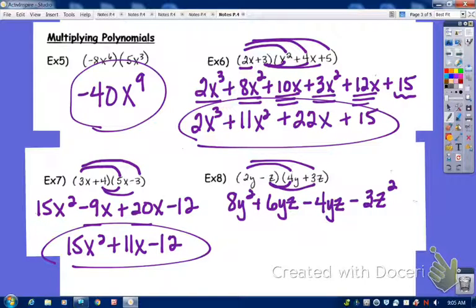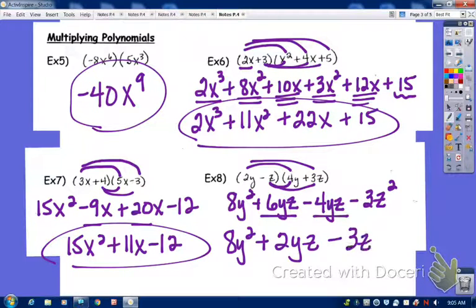A little bit harder when you have two variables. Do you have any like terms? Yep, these two middle terms are like terms because they both have a y times a z in them. So you're going to bring down your 8y squared, combine your two middle terms, that's going to give you a positive 2yz, and then bring down your minus 3z squared. That would be your answer. Any questions about multiplying?